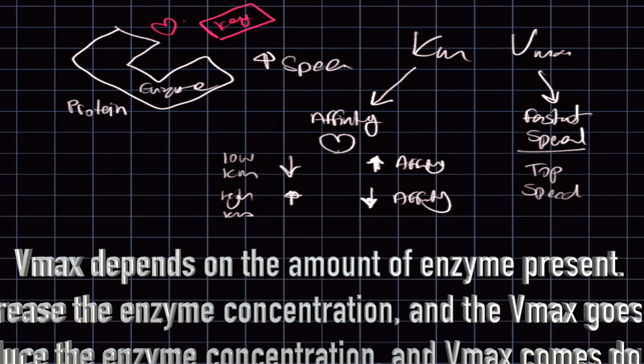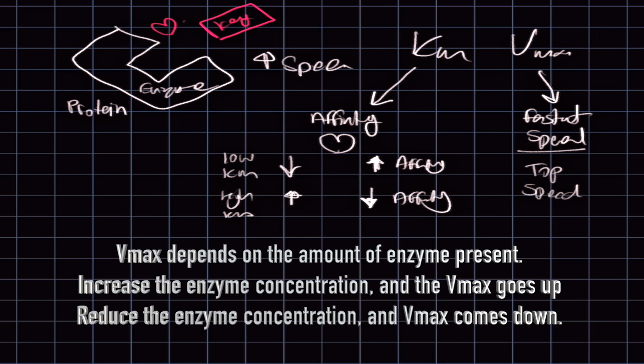Here's the cool part: Vmax depends on the amount of enzyme present. Increase the enzyme concentration, and the Vmax goes up because there are more seats for substrates. Reduce the enzyme concentration, and Vmax comes down. So, in essence, Vmax is directly proportional to the enzyme concentration. More enzymes, higher top speed.